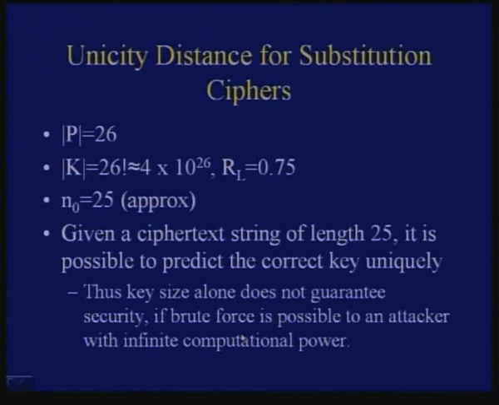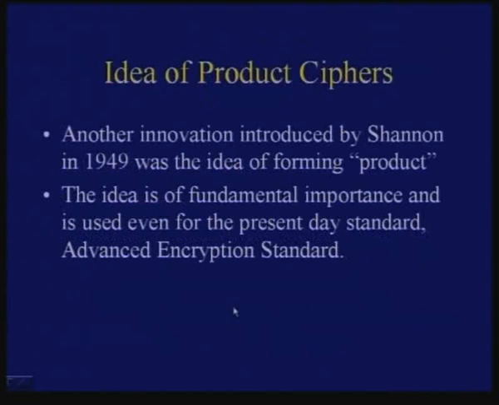So with this we essentially conclude this part on unicity distance, and we will conclude the remaining part with the idea of product ciphers. After this we will start talking about real ciphers like block ciphers and stream ciphers. But before this, I would like to mention the idea of product ciphers. This was also mentioned in Shannon's paper, and that's why it's called a seminal paper. It was mentioned as early as 1949, and he gave the idea of forming products.